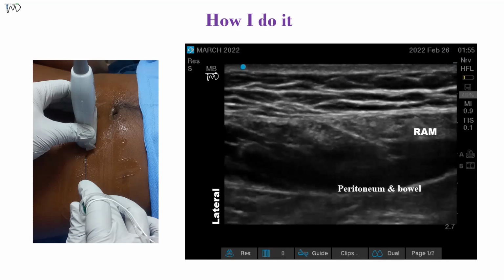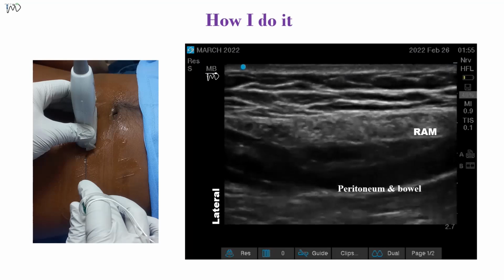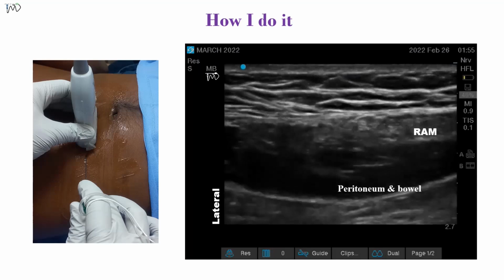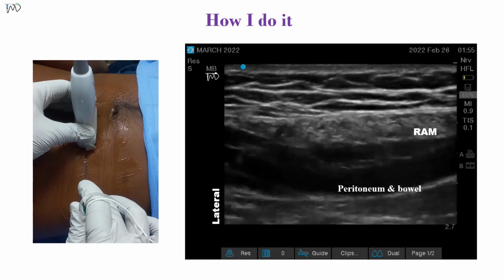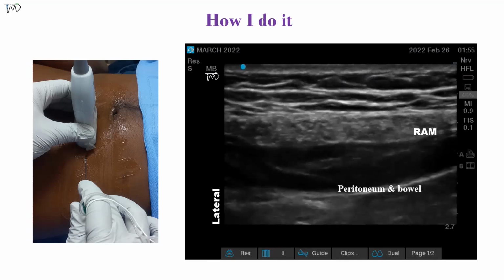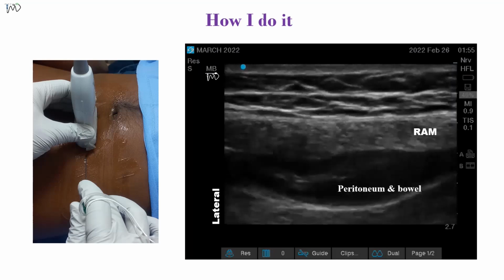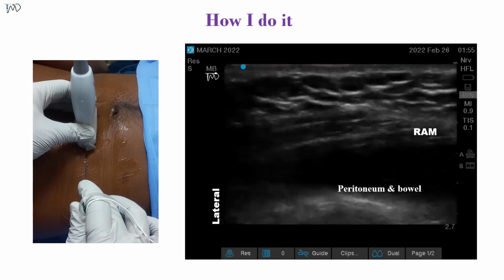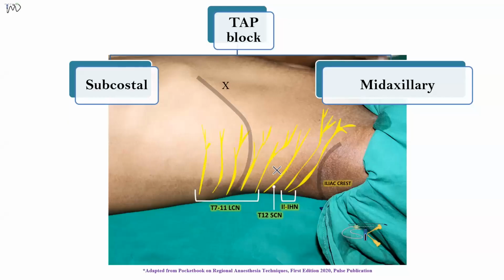Posterior rectus sheath appears as a hyperechoic double line, also known as the tram track appearance. 10 to 15 cc of local anesthetic is deposited behind the rectus abdominis muscle. TAP block is used in various anterior abdominal surgeries, either alone or in combination with rectus sheath block. Unilateral or bilateral TAP block have been used depending on the surgical site and the indications.